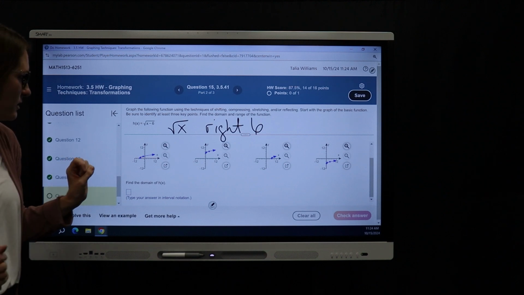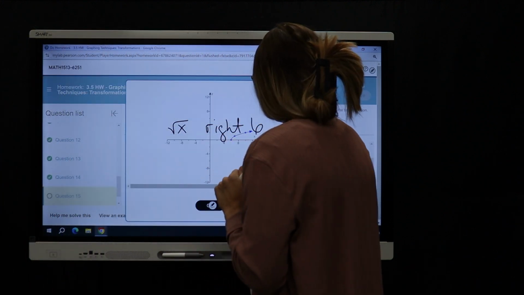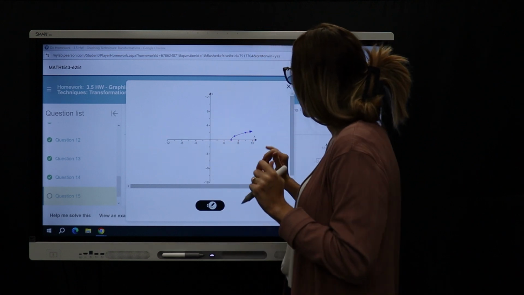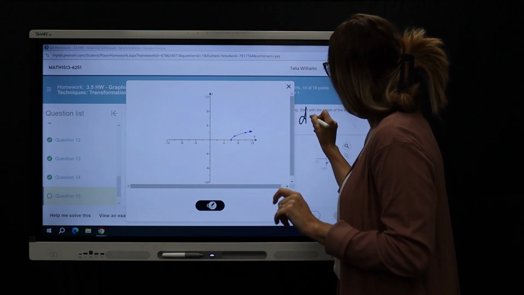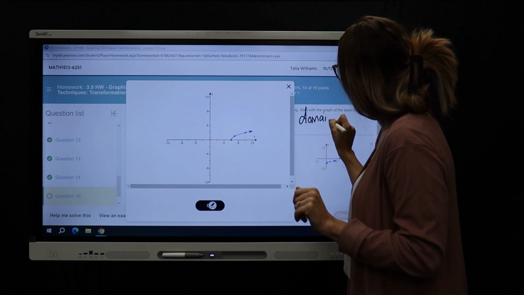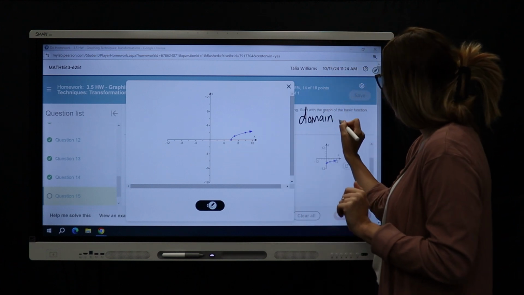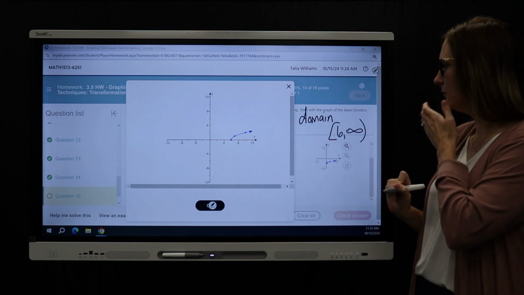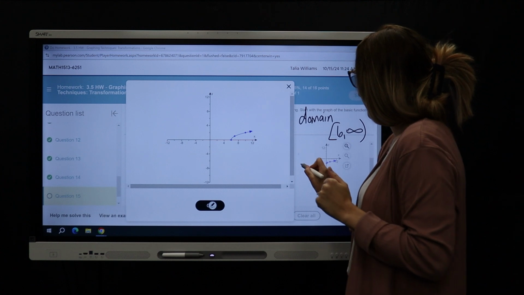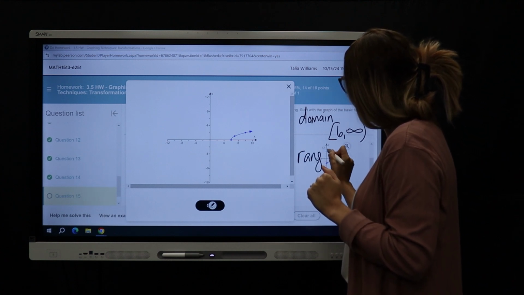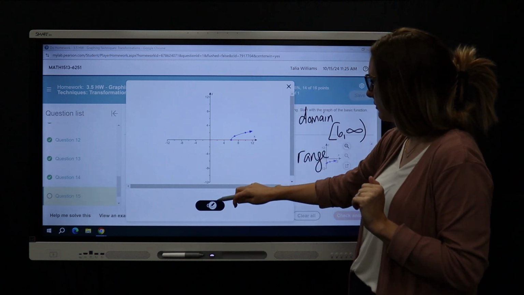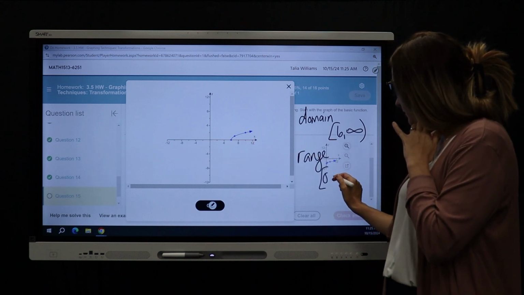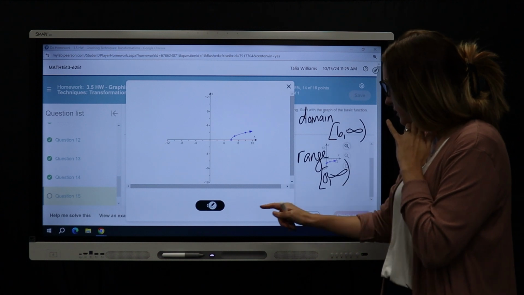Our domain, so looking at our graph, left to right, our x values start at positive 6, so it's going to be bracket 6 to infinity. And then our range values, bottom to top, from the bottom we don't start until we get to 0 and go to infinity.